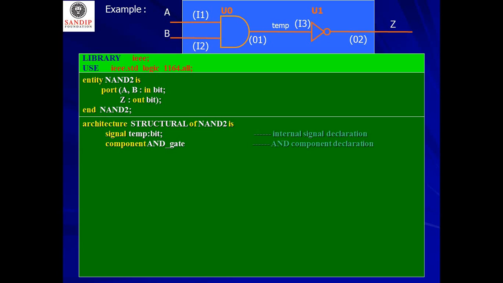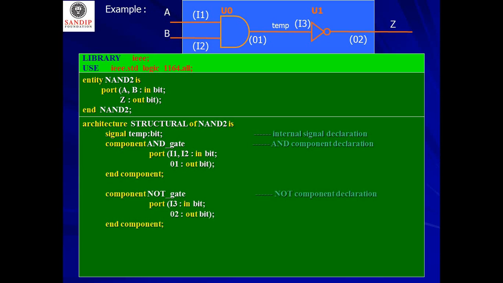Now here we have decomposed the whole circuit diagram into the two components, U0 and U1. Hence first component is the AND gate. Hence component AND_gate is port I1, I2 in bit; O1 out bit; end of the component. Similar way, write down the second component NOT gate, port I3 in bit, O2 out bit, end of the component.